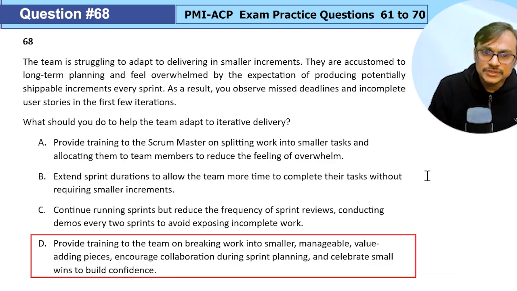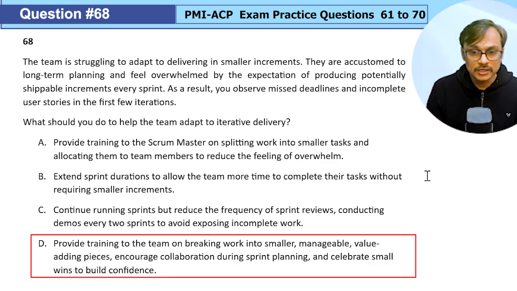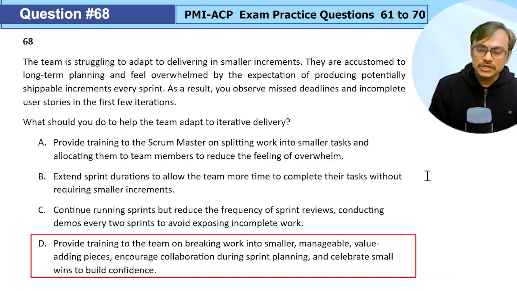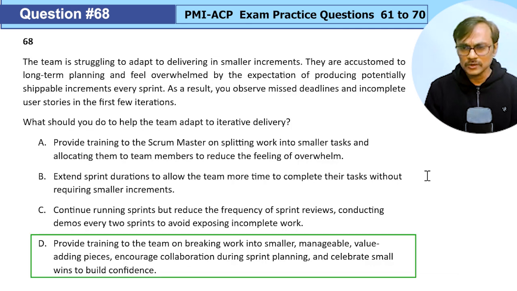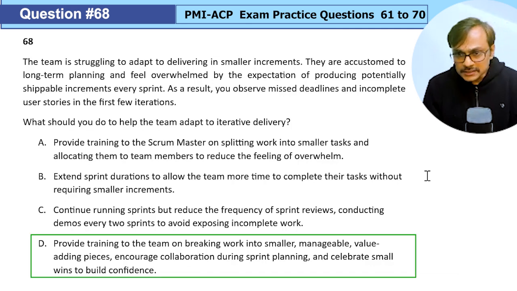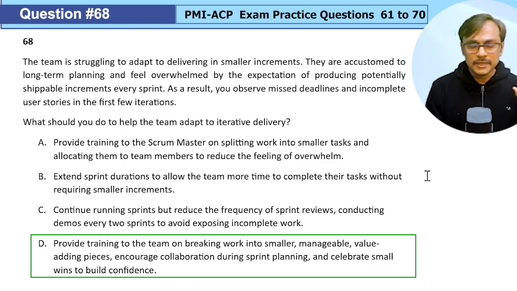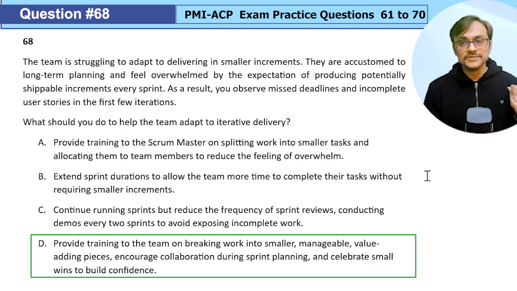Option D, provide training to the teams on breaking work into smaller, manageable, value-added pieces. So creating smaller user stories. But this is training to the team, not to the Scrum Master. Good idea. Encouraging collaboration during sprint planning and celebrating small wins to build confidence. Great, looks like a great idea. It is matching with A, but it is removing the Scrum Master in between. A was focusing on tasks. D is focusing on stories, valuable work, not just execution. So creating small items, ensuring that we also celebrate success, build confidence, mentor them is a good thing to do. So you go with option D.